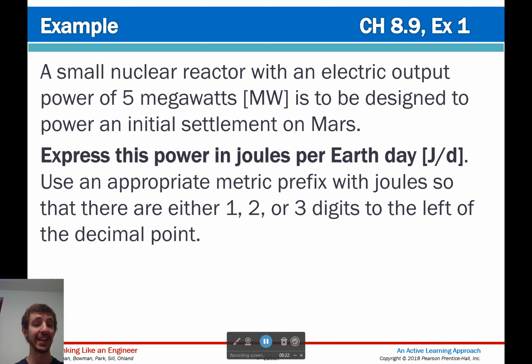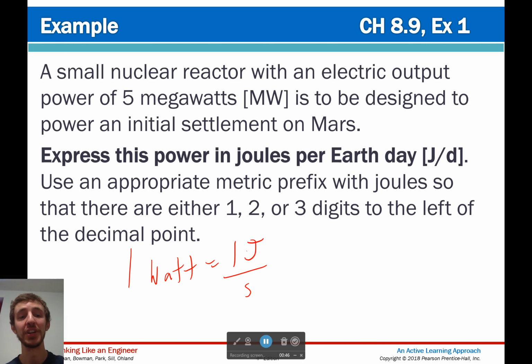Okay, joules per day. And it wants us to give it in nice prefixes. We'll get there. So first off, 5 megawatts. Now what is a watt? Well, 1 watt is equal to 1 joule per second. That is supposed to be a capital J, but your professor's handwriting is absolutely horrible. There you go. Okay, so 1 joule per second.